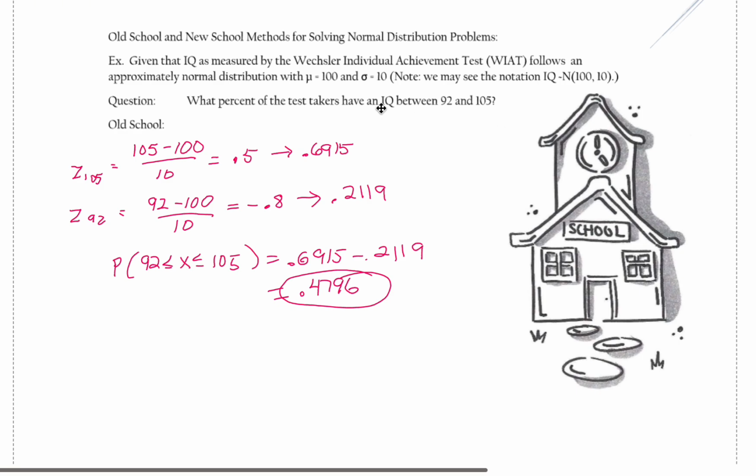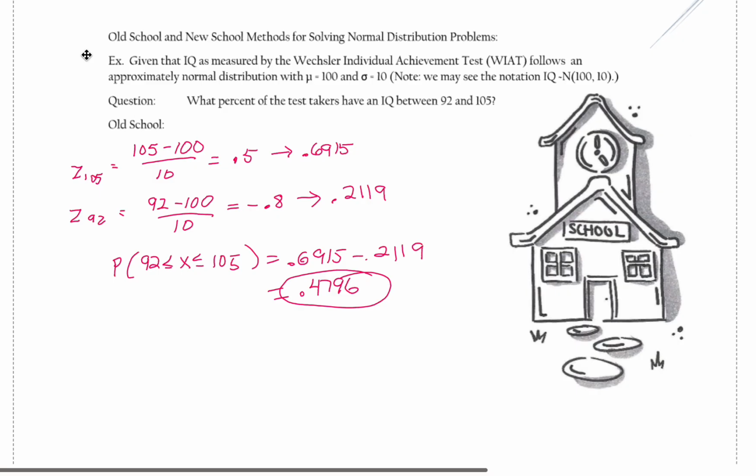So think about this scenario first. Old school and new school methods for solving normal distribution problems. Given that IQ, as measured by the individual achievement test, WIAT, follows an approximately normal distribution with mu equal to 100 and standard deviation equal to 10.